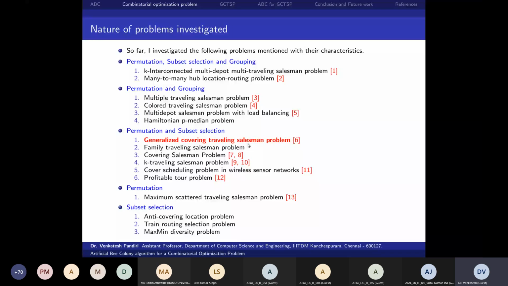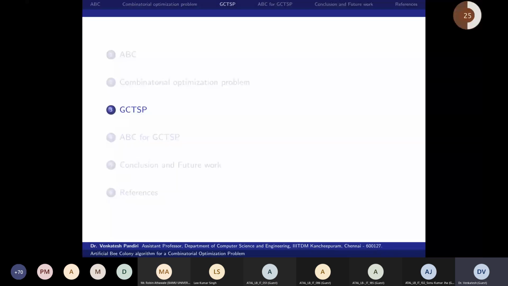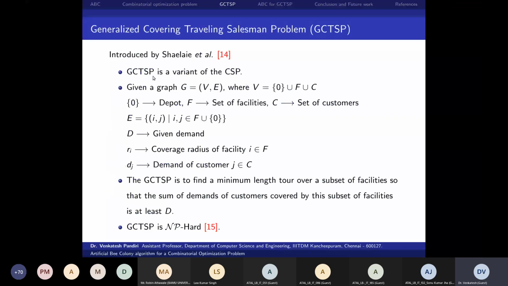And we will see what exactly the definition of this problem is and how we solved it by using the artificial bee colony algorithm. Basically, this problem was proposed by Shelley et al. Given a graph having a set of vertices and edges.